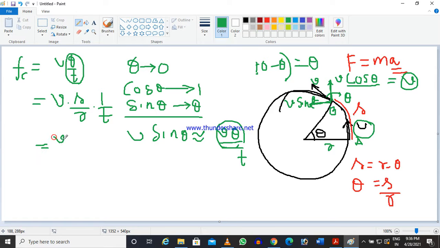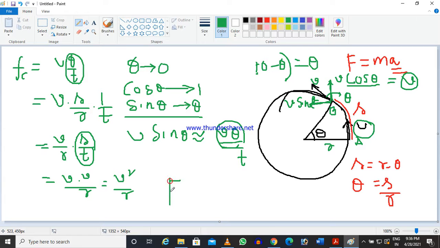Now I can write v by r into s by t. What is s by t? That is the linear velocity v. So v into v by r, which is equal to v square by r. Now you know the centrifugal force is equal to mass into acceleration. So mass, acceleration we already found, that is v square by r.